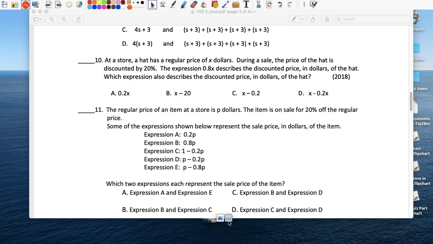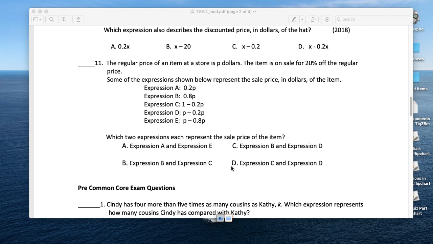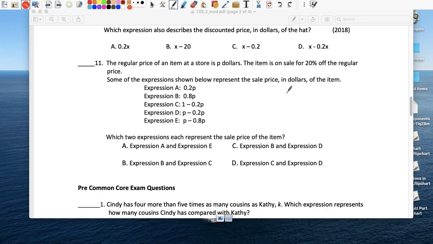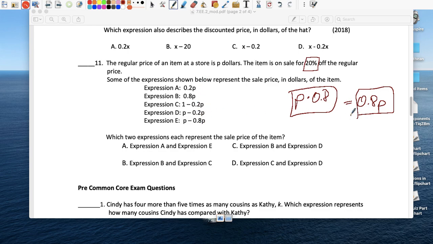11. The price of an item at a store is P dollars. The item is on sale for 20% off. Some of the expressions below represent the sale price in dollars of the item. Which two expressions represent it? So again, if you buy something for P dollars and it's on sale for 20% off, you're responsible for 80%. So you would multiply P times 0.8, or better yet, 0.8P. So which of these gives you 0.8P?